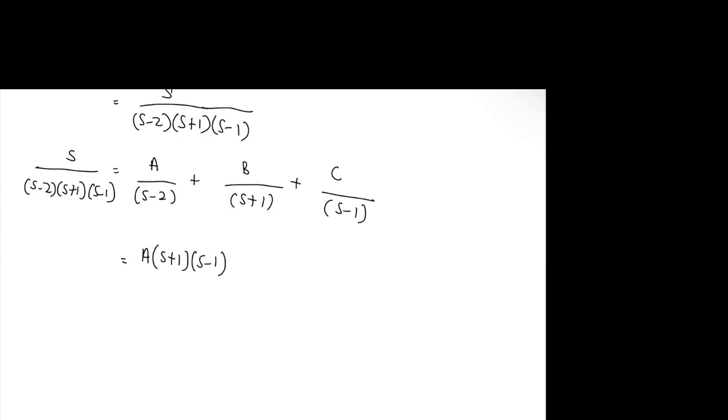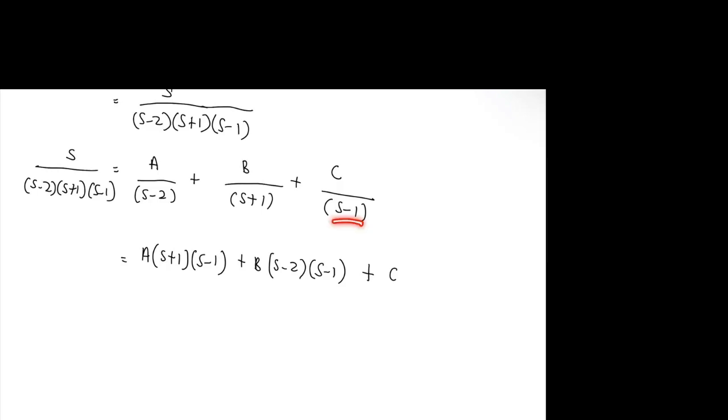B already has s plus 1, so B must be multiplied by s minus 2, s minus 1. C already has s minus 1 here, so C is multiplied by s minus 2, s plus 1.